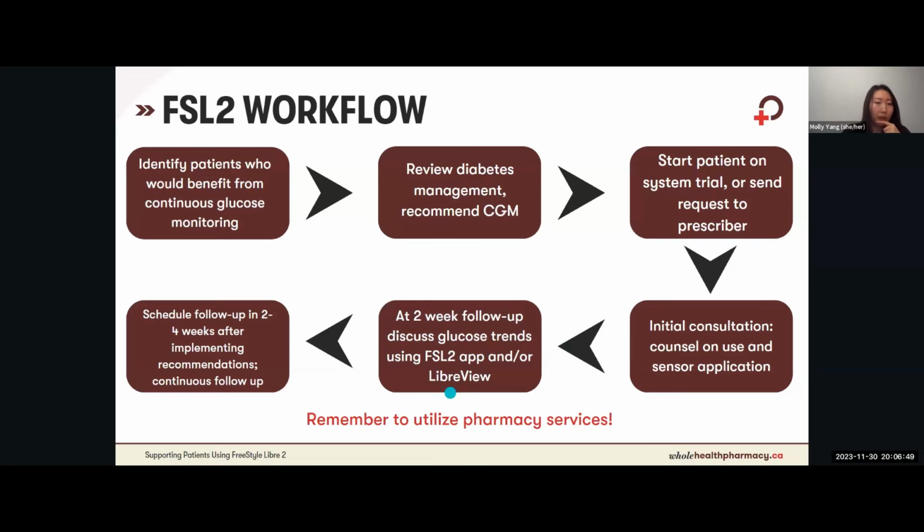And following that, if they continue on the system, schedule them for a follow-up to see if your recommendations, after you've implemented them, made a change to those readings. And with diabetes, we know it's continuous follow-up. And hopefully you live in a province where you can utilize pharmacy services to be able to have these conversations with patients, so doing the medication reviews and follow-ups with them.